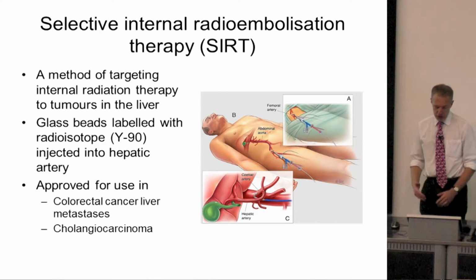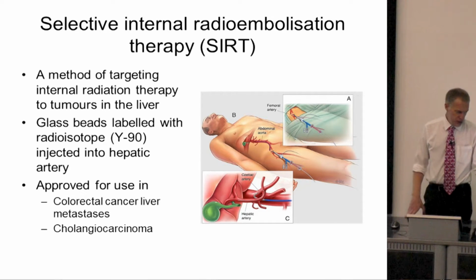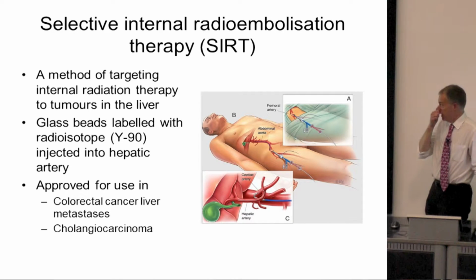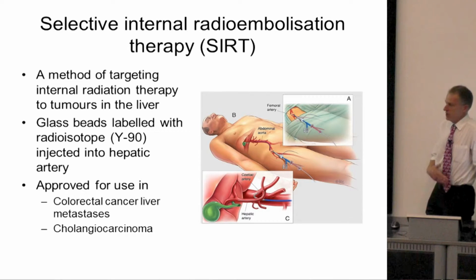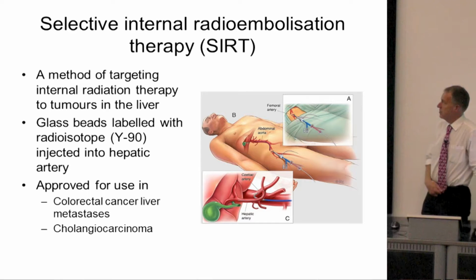So moving on to a completely different area of treatment, selective internal radioembolisation, or SIRT as it's known, is another emerging and increasing field. This is where some of the interventional radiology that I mentioned earlier comes in. This is a method of getting internal radiation therapy into the liver. There are two preparations now, glass beads labelled with yttrium-90 that can be injected directly into the hepatic artery and lodge in tumours in the liver.